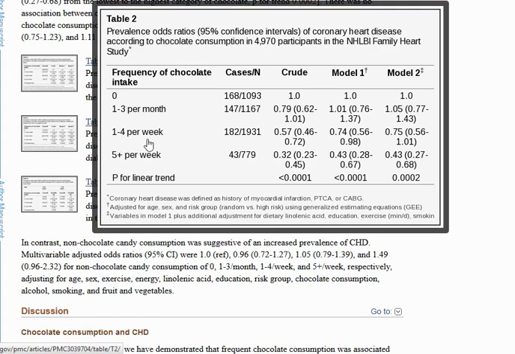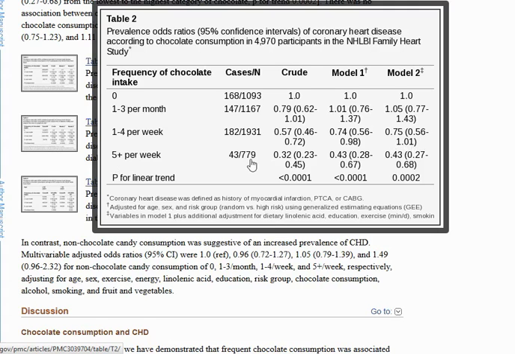So let's look at 1 to 4 per week. And at 1 to 4 per week, you can see that the crude is protective again, 0.57, and this is statistically significant. But I'm more interested in the adjusted odds ratios. And you can see the adjusted odds ratio Model 1 is protective and statistically significant because it does not cross the line of no effect. This one is not statistically significant as it crosses the line of no effect.